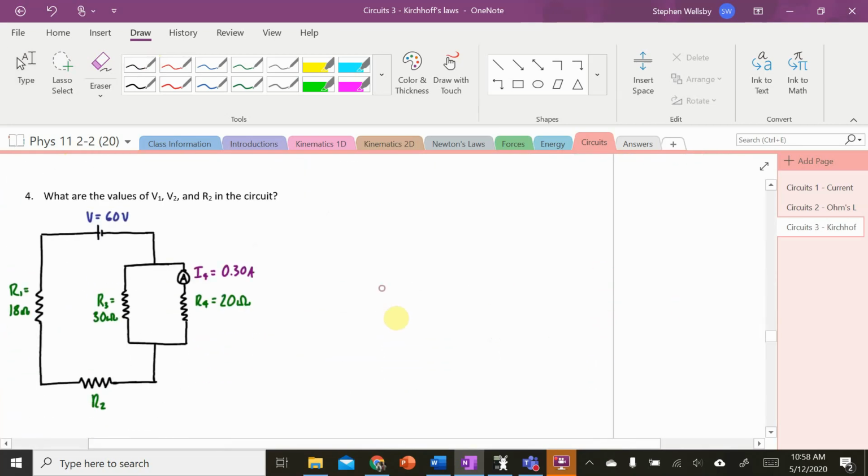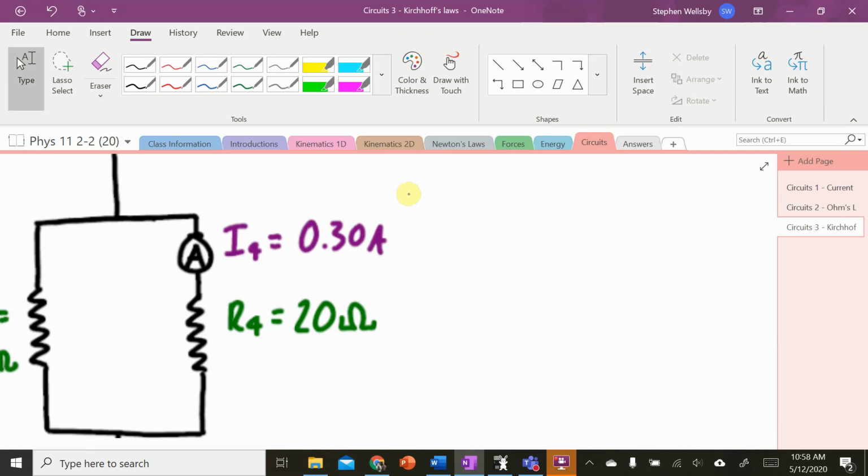And last but not least, what are the values of V1, V2, and R2? So we're trying to find V1 meaning this, V2 meaning this, and R2, we're trying to find this right here. So it seems like there's not a huge amount of information, is there? Well, let's figure out what we know. So this is one of those scenarios where I think it might be better to start thinking about the individual components. Now, there's only one component here that we know 2 quantities for, and that is this one right here.